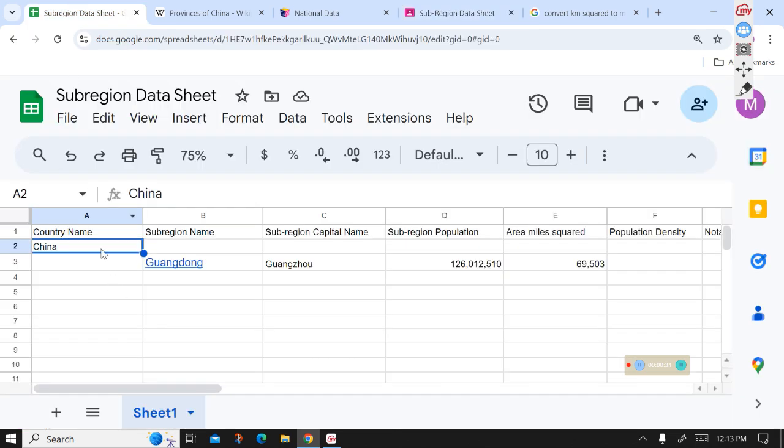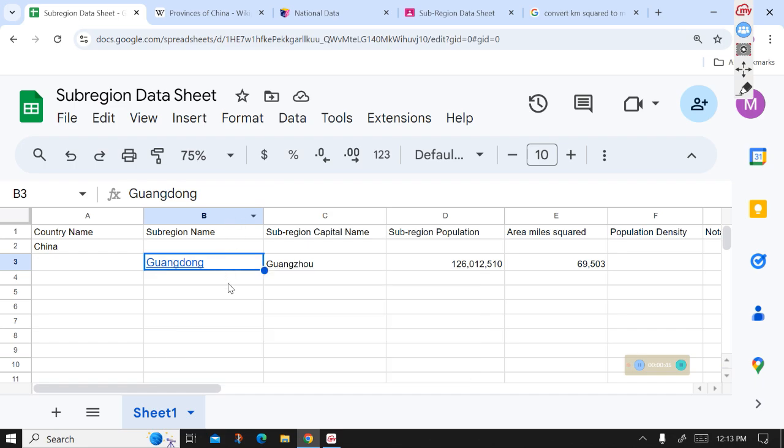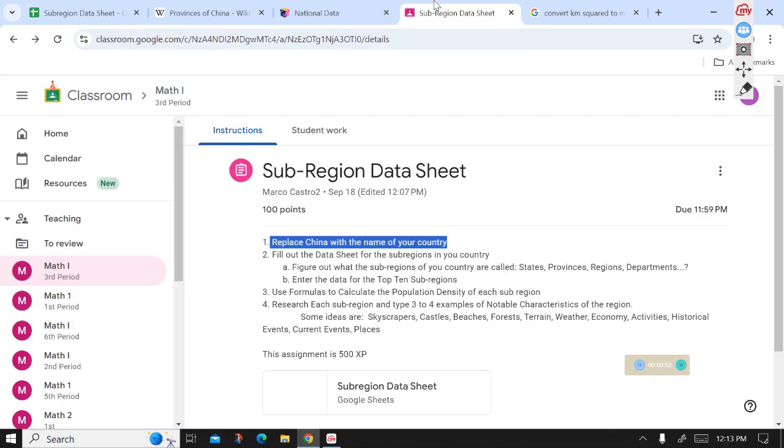Okay, my example uses China, so I'm not going to delete China, but understand that this is the first cell that we have right here. A2 is going to say the name of your country. Then after that, in column B, we're going to add in all of the subregions.